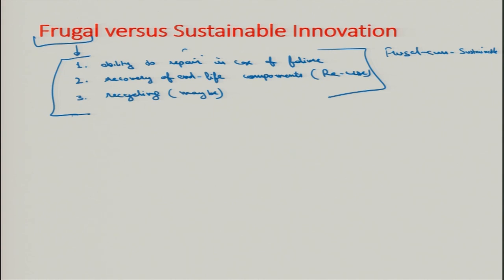So, final quote, I can say frugal innovation is basically a new technological development. Its characteristics lie in the space of technologies. Sustainable innovation has to match the firm's objectives and those of the stakeholders and the society. So, this is what frugal innovation and sustainable innovation are.